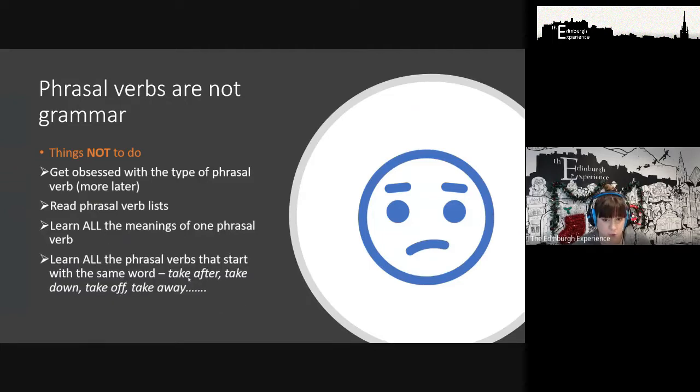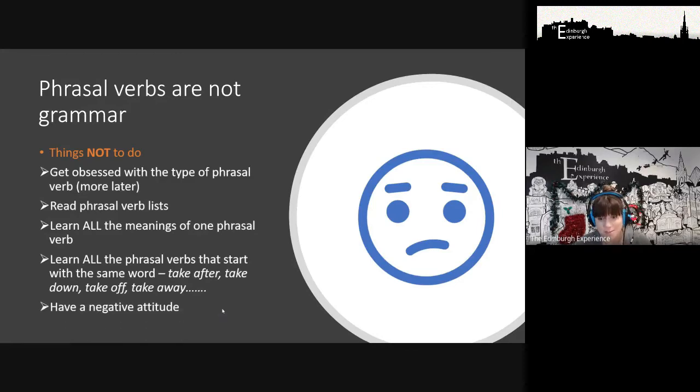Another mistake that people make is that they try and take one verb and learn the phrasal verbs with all the different prepositions surrounding them. Yeah. So for example, the verb take. You might try and learn take after, take down, take off, take away. But that's not going to be helpful for you because, again, you're not going to remember those definitions clearly. There's too much to work in there, okay? So this is one of the things that you want to try and avoid, right?